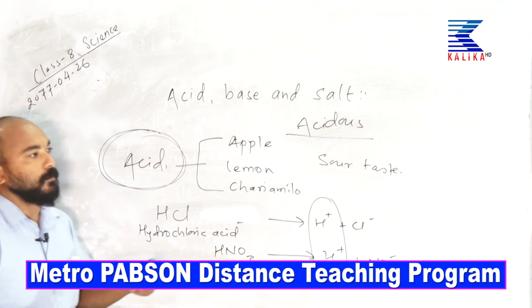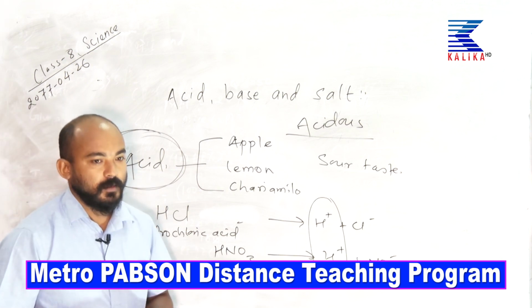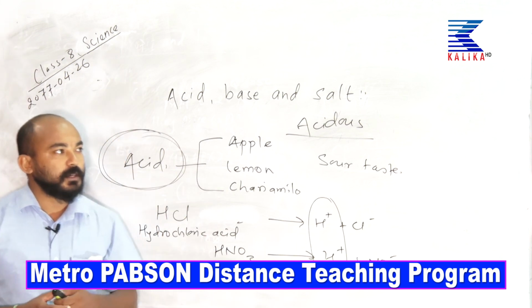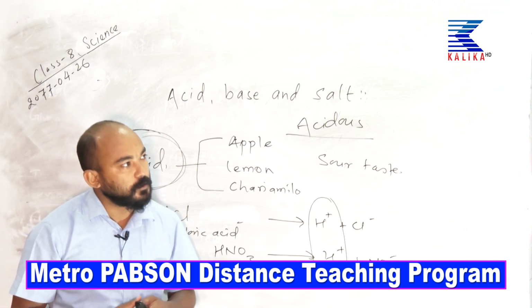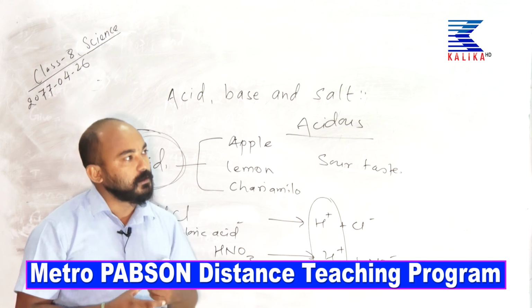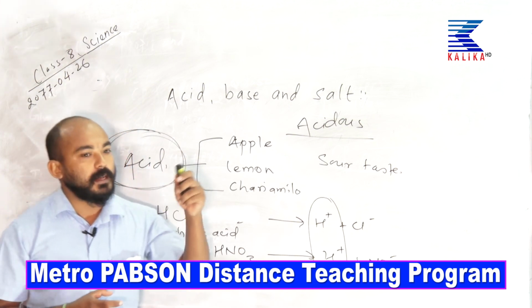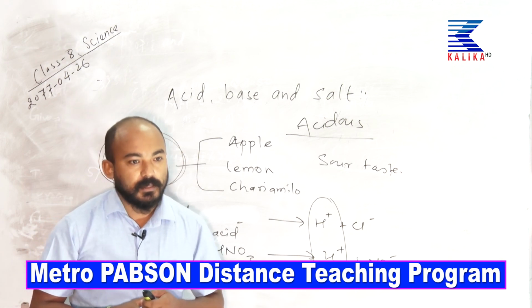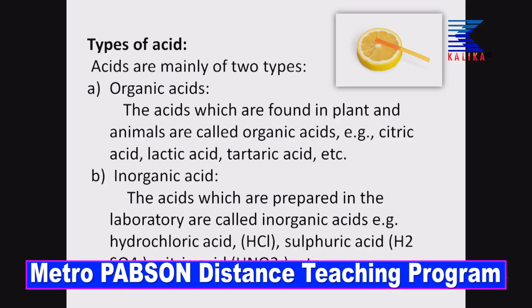Then types of acid. In the slide you can see the picture of a lemon. In the lemon there is something whose color is changed to red. That is the indicator. That indicator is termed litmus. It has different properties which we will discuss in later classes.